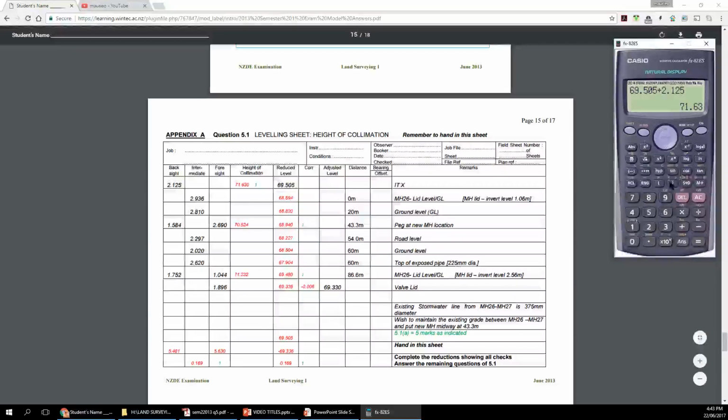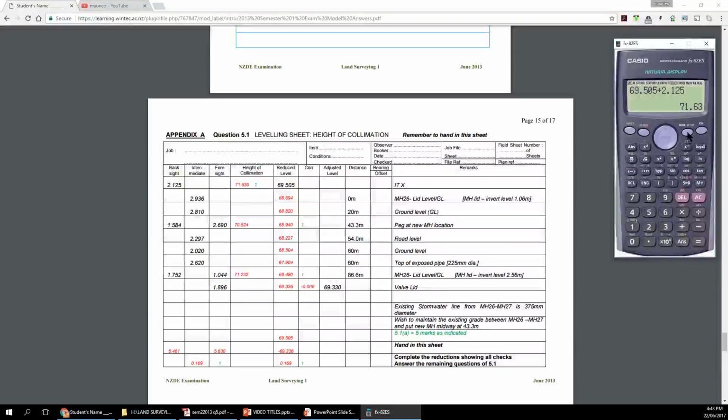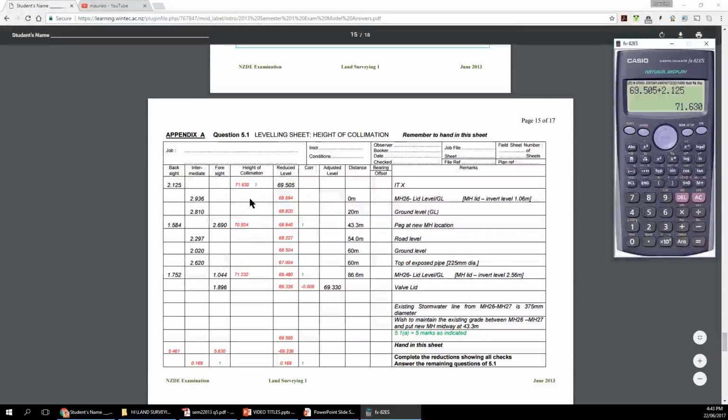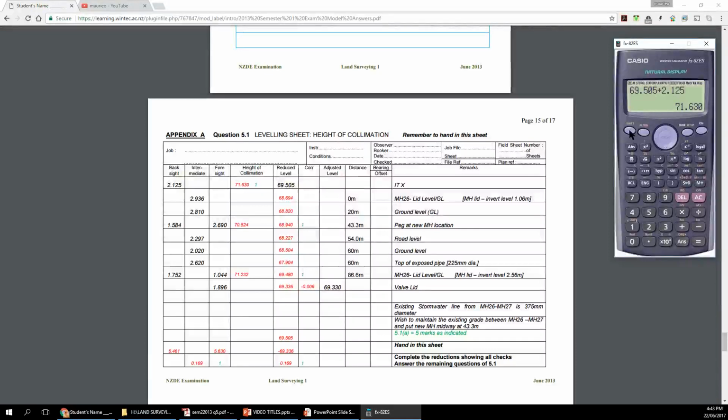So let's just get into here. Shift mode 63 equals. Okay, and yeah, 71.630. So that now becomes the height plane of collimation, and everything references to that 71.630. So I'm just going to store that in A, and that there should be stored in A.